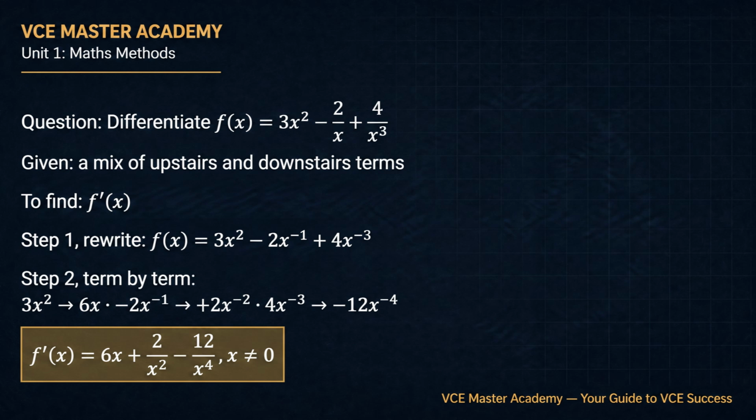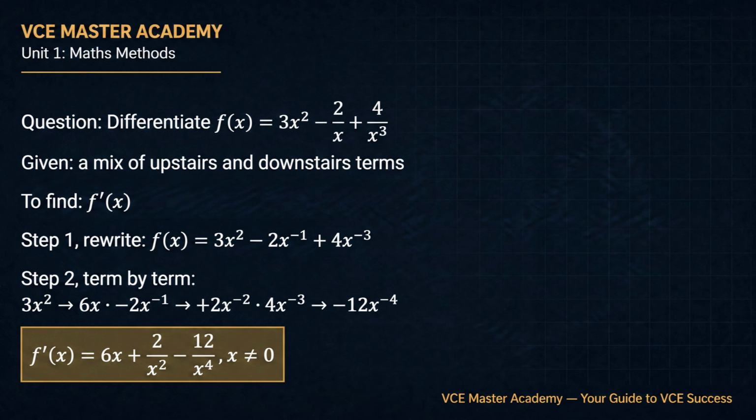Step 2. Walk along term by term, exactly like any polynomial. 3x squared gives 6x. Now the careful one. Minus 2, x to the negative 1. Negative 1 jumps down and multiplies the minus 2. Minus 2 times negative 1 is plus 2. The sign flipped. Plus 2, x to the negative 2. Then 4, x to the negative 3. Negative 3 times 4 is negative 12. Power drops to negative 4. Translate back and box it. 6x plus 2 over x squared minus 12 over x to the 4 for x not equal to 0.